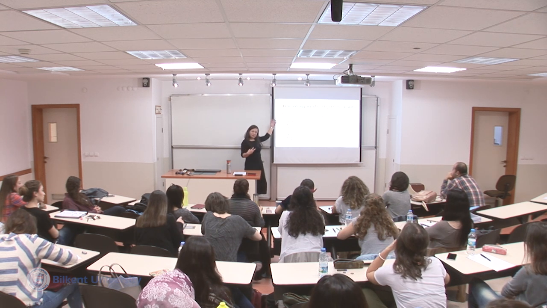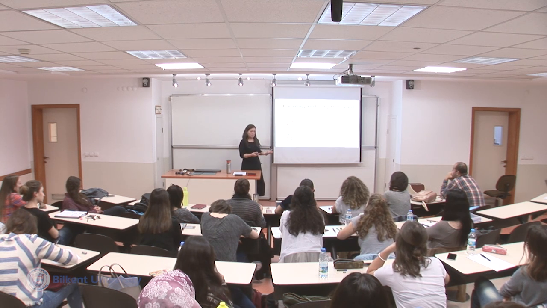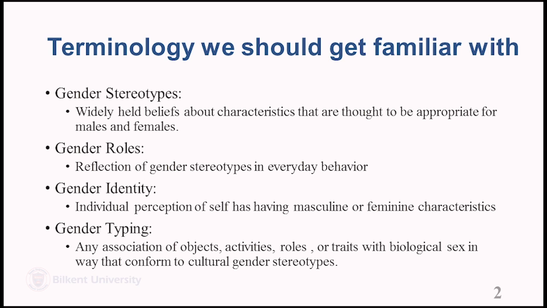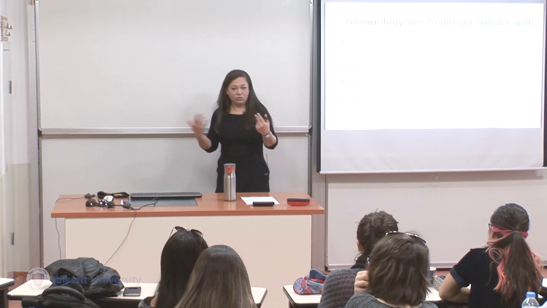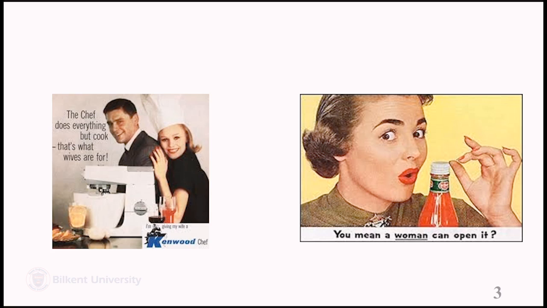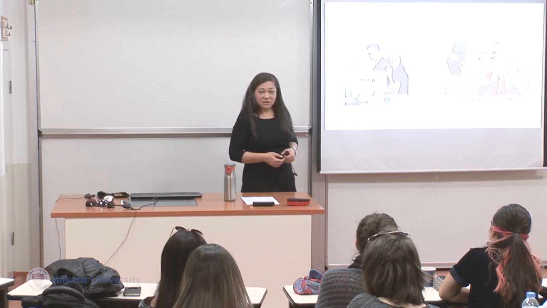So how do cultures adopt these stereotypes and mold them into the ideal man and the ideal woman? Gender identity is your own perception of self as having either masculine or feminine characteristics. So how much do you identify with your biological sex, for example? And gender typing is attaching these gender stereotypes onto objects, activities, roles, professions, traits with biological sex in a way that conforms to cultural gender stereotypes. So these four things are very related, but also a little bit different from one another. And gender stereotypes are ingrained in all cultures, Western or Eastern, to varying degrees.